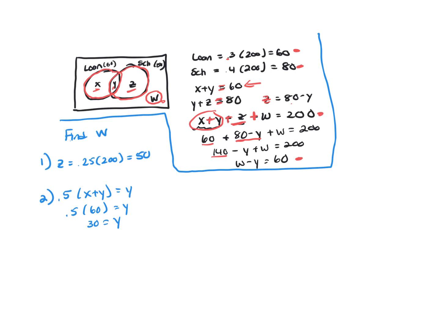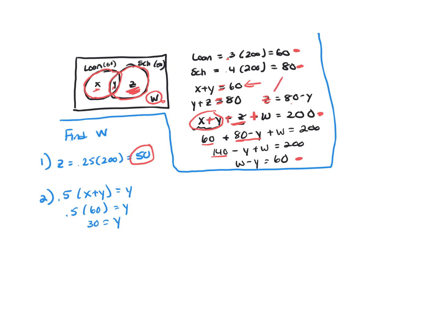Clue 1, 25% of those surveyed said that they had received scholarships, but no loans. Well, that's going to be Z. These people got scholarships, but no loans. So Z equals 0.25 times 200, that's 50. I know Z is 50.